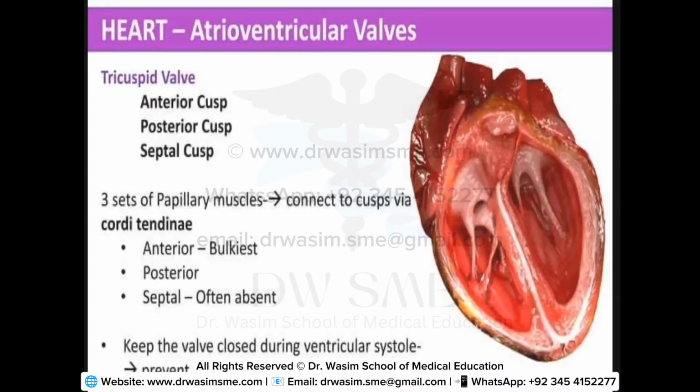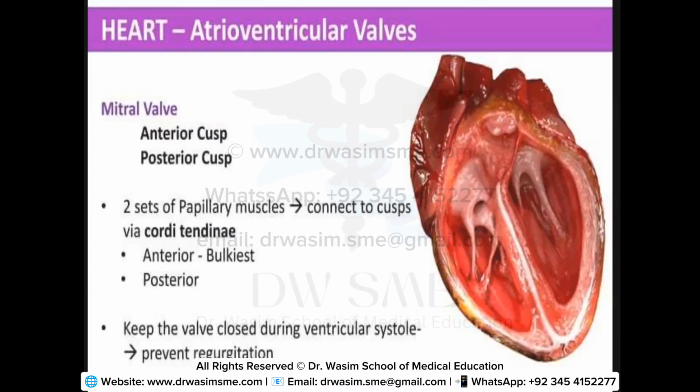Regarding the valves, the tricuspid valve has an anterior, posterior, and a septal cusp. Out of these, the anterior is often the bulkiest and the septal is often absent. These are connected to the papillary muscles by means of the chordae tendineae, which I have already explained previously. They keep the valve closed during the ventricular systole, that is the contraction phase, so that the reflux of the blood from the ventricles to the atria can be prevented. That is why they are attached very precisely to the specific muscles.